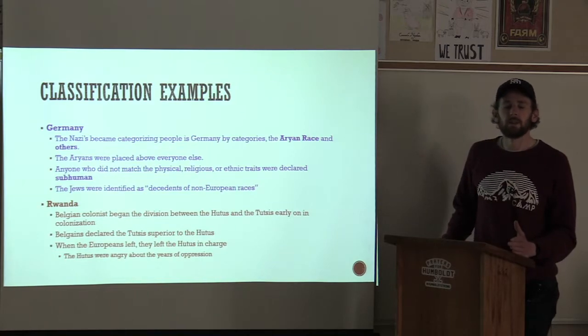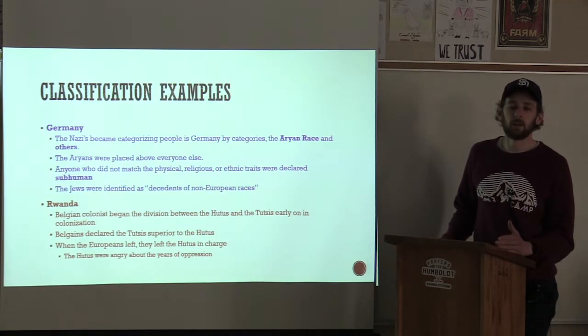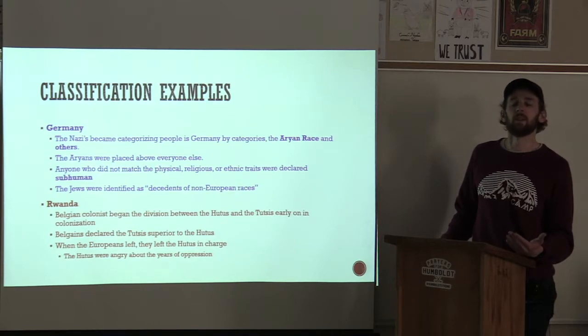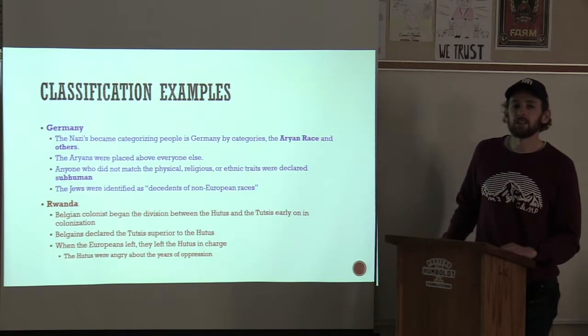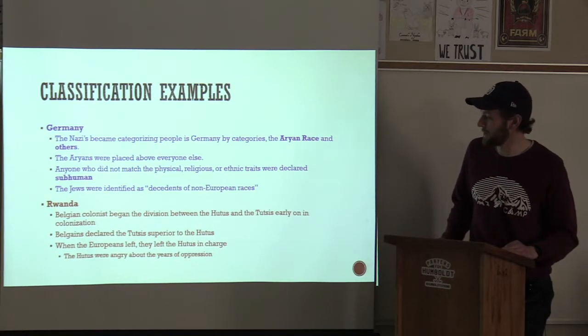Now, the problem is that the Hutus were the majority in Rwanda. The Tutsis were a minority. And when the Belgians left, they left control to the majority Hutus, who, after being oppressed by the Belgians and being told that they were lesser than the Tutsis, had some pretty harsh feelings about their former Tutsi superiors.